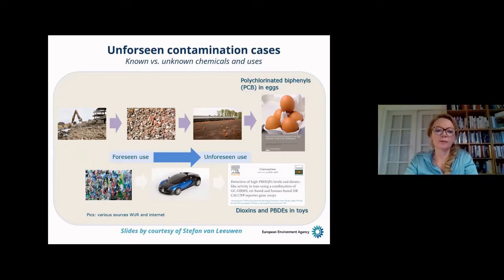Another example are plastics, not specifically plastic bottles, but just in general plastics, where you have one type of exposure, but then you end up using it, for instance, in toys, like nylon kitchen utensils, by the way, as well. And also there you can have unforeseen uses, and you can find high levels of brominated flame retardants and dioxins. So this is showing a little bit of the challenge we have with going from a linear economy with foreseen uses to a circular economy where we have multiple uses where it's difficult to foresee.